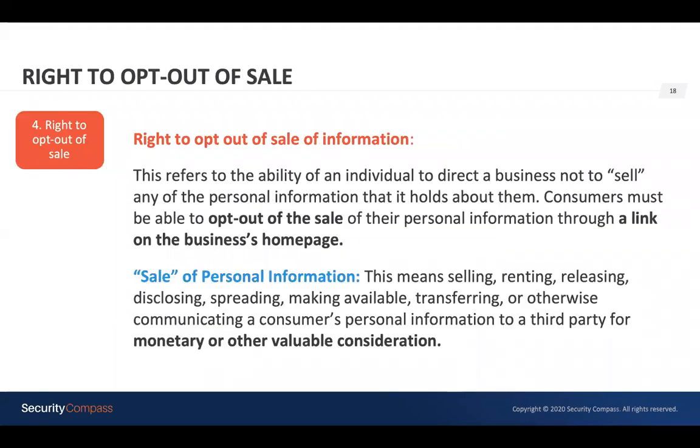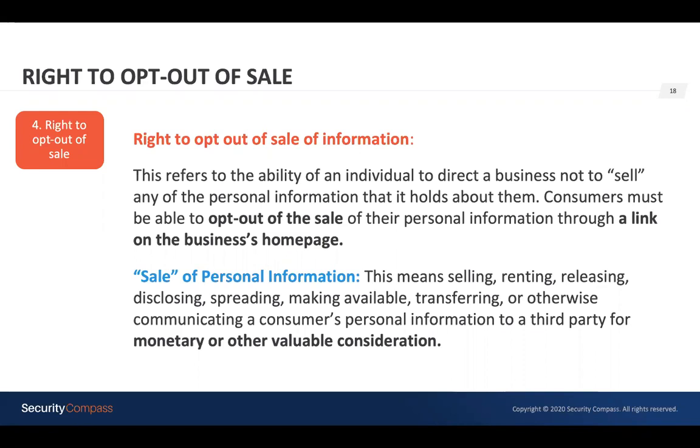The right to opt out of sale is a key feature of the CCPA, and it refers to the ability of an individual to direct a business to not sell any of their personal information. Consumers must be able to opt out of the sale of their personal information through a link on the business's homepage. Remember this complicated definition for sale of personal information. I won't repeat it here, but it's on the bottom. So once a consumer has opted out of the sale, the business cannot request additional consent to sell their personal information again for another 12 months.